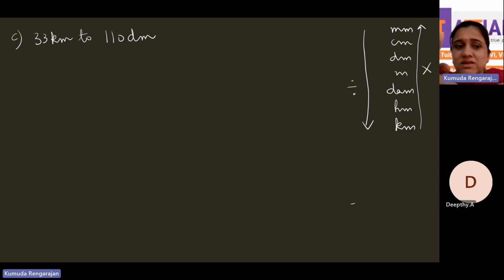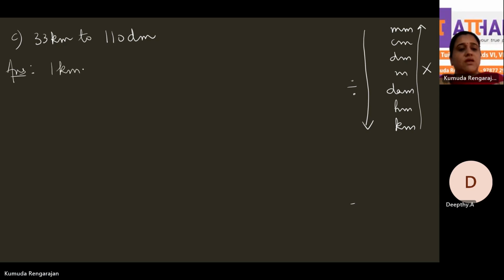I said, don't compare the numbers. See the units, kilometer and decimeter. Kilometer is a larger unit, so we need to convert that to the smaller unit. One kilometer is how many decimeter? 1,000, no? Okay, let's see that. Now you need to add zeros, right?